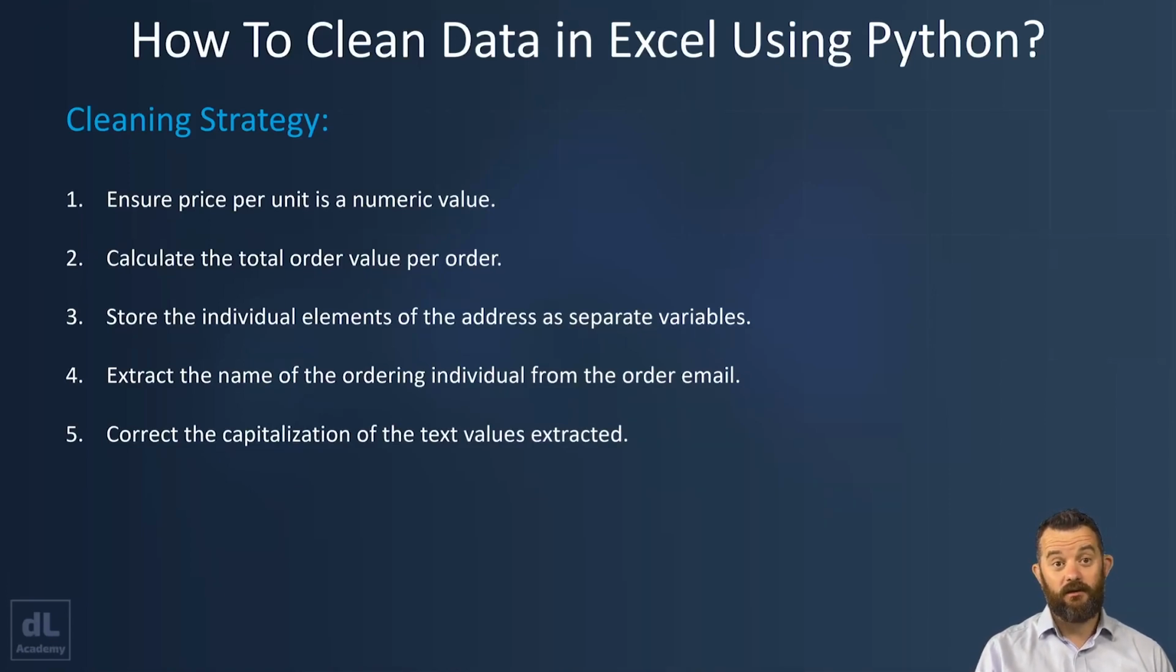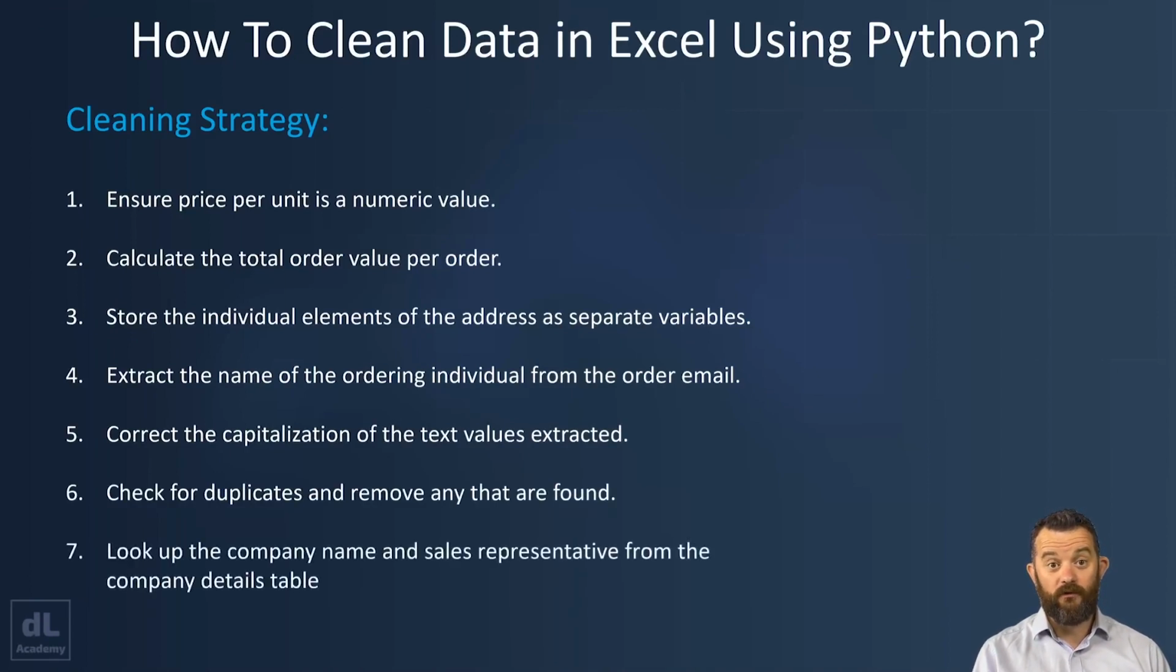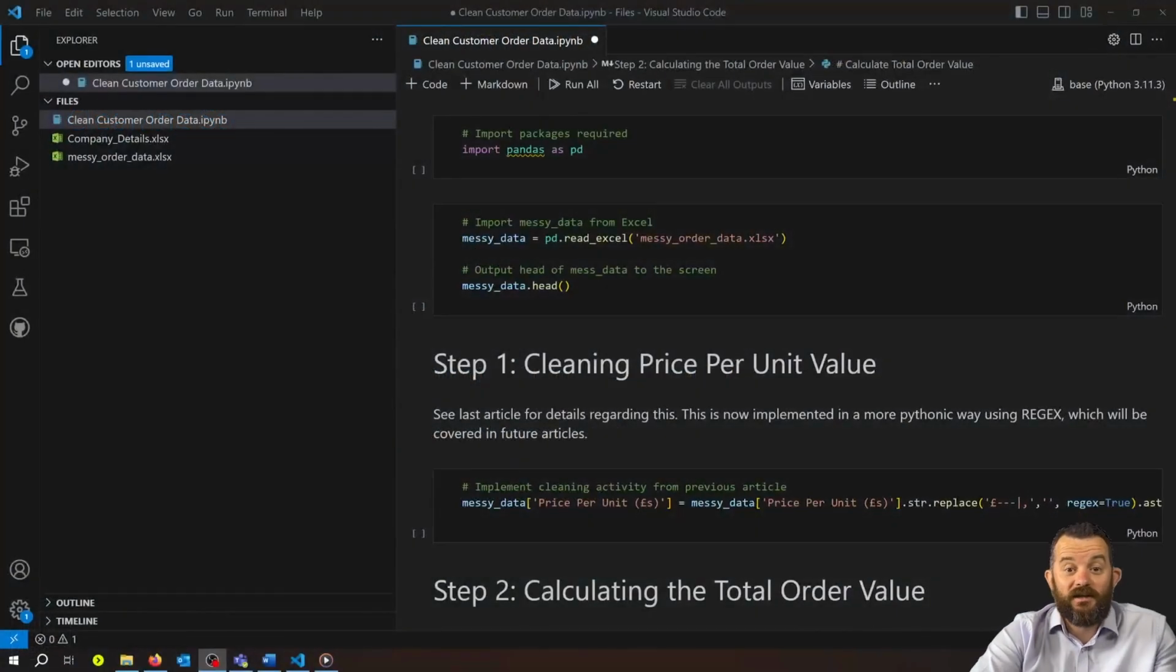And finally, we'll need to check for duplicates in any of the tables before moving on to look up the values of the company name and sales representative from the company details table. Let's start stepping through the tasks we need to complete to cleanse this data. On the screen, I've got open the Jupyter notebook that is available to you in the lesson materials. And I've also got, in the same folder as the notebook, the messy order data and the company detail Excel files.